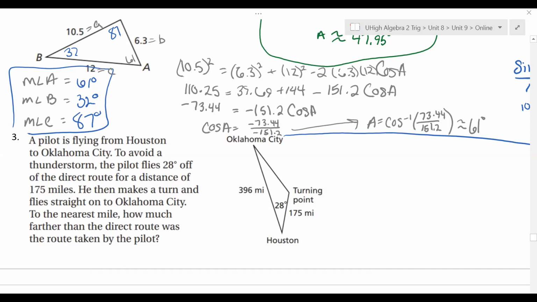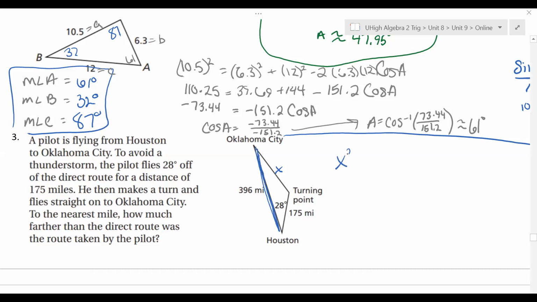So what we're looking at is this is our direct route here from Oklahoma City to Houston. We had to take a little detour and turn on these 2 points. So really what I'm trying to find is how long was this route from my turning point to Oklahoma City so that I could figure out how much farther it was than my original. So I am given 2 sides and an angle. So I'm looking for x.